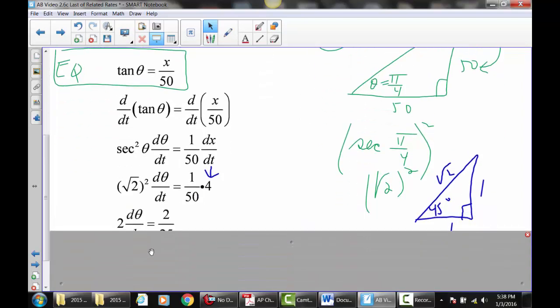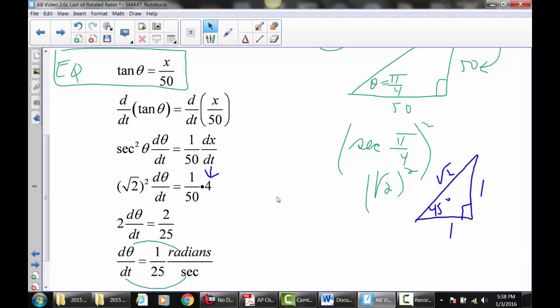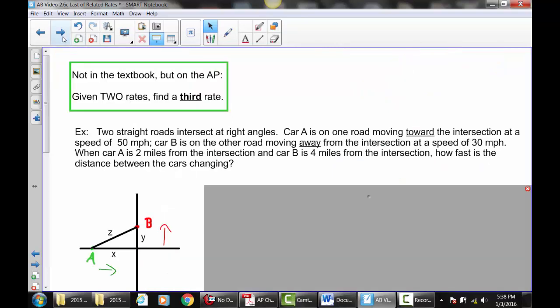We're going to square that to get 2. This becomes 2/25. Isolate your d theta dt, you get 1/25. Theta is an angle, it's in radians, and the time was given to us in seconds.